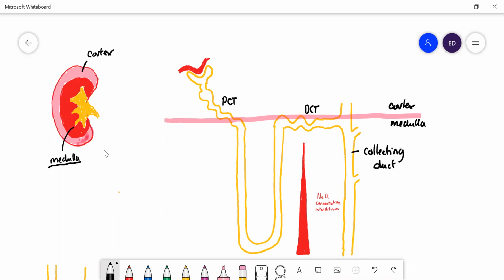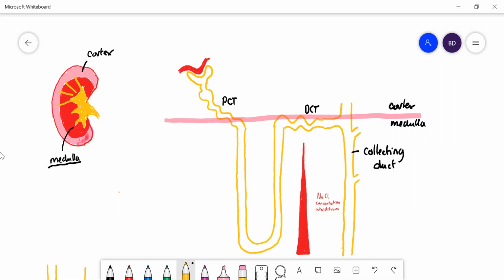And the reason for that is because of the collecting ducts. I'm going to draw them in here. So these are the collecting ducts. They're going to pass through the medulla, which has a very high sodium chloride concentration, and that will remove water by osmosis from the urine in the collecting ducts, and make the urine much more concentrated and stop you losing a lot of water.